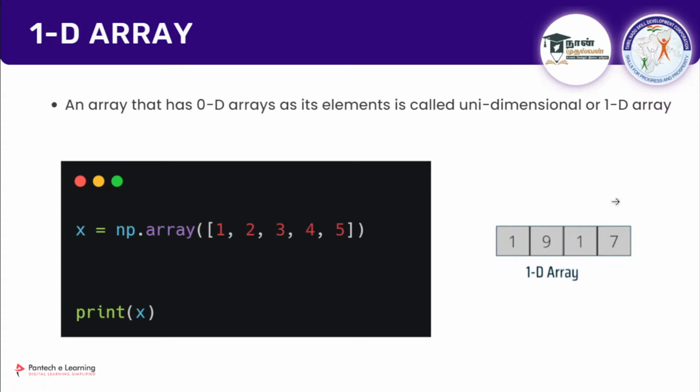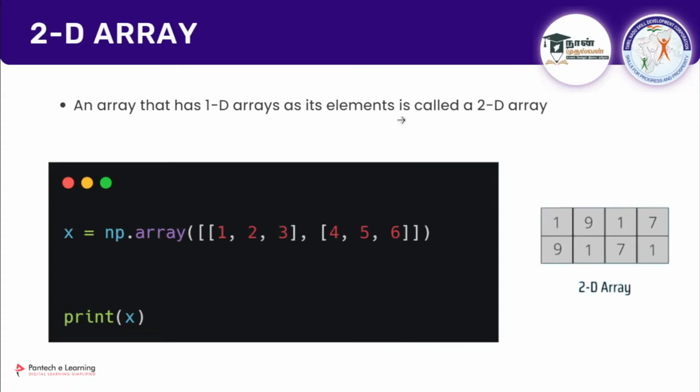And what is a 2-dimension array? Similarly, a 2-dimension array contains 1-dimensional arrays as its elements. So 1-dimension arrays combine to form a 2D array. See here, inside this square bracket, I am passing two 1 dimension arrays. This is a 1 dimension, comma, this is another 1 dimension. So two 1-dimension arrays combined to form a 2-dimension array. Clear?